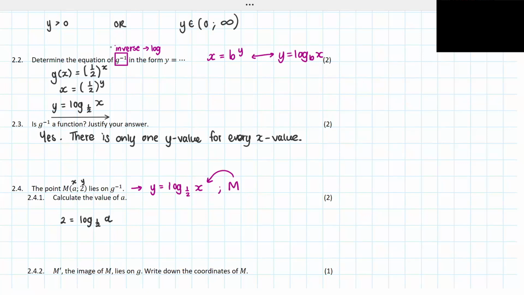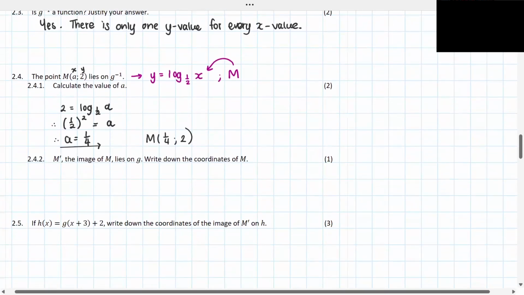Now, unfortunately, we can't put this in our calculator, but we can convert it to exponential form. The exponential form would be the base, which is a half, to the power of your answer, equals A. And now we can easily work out that A is equal to a quarter. So our coordinate for M is (a quarter; 2). Write it down if you think it's going to be helpful. It's always nice to have the final simplified answer.